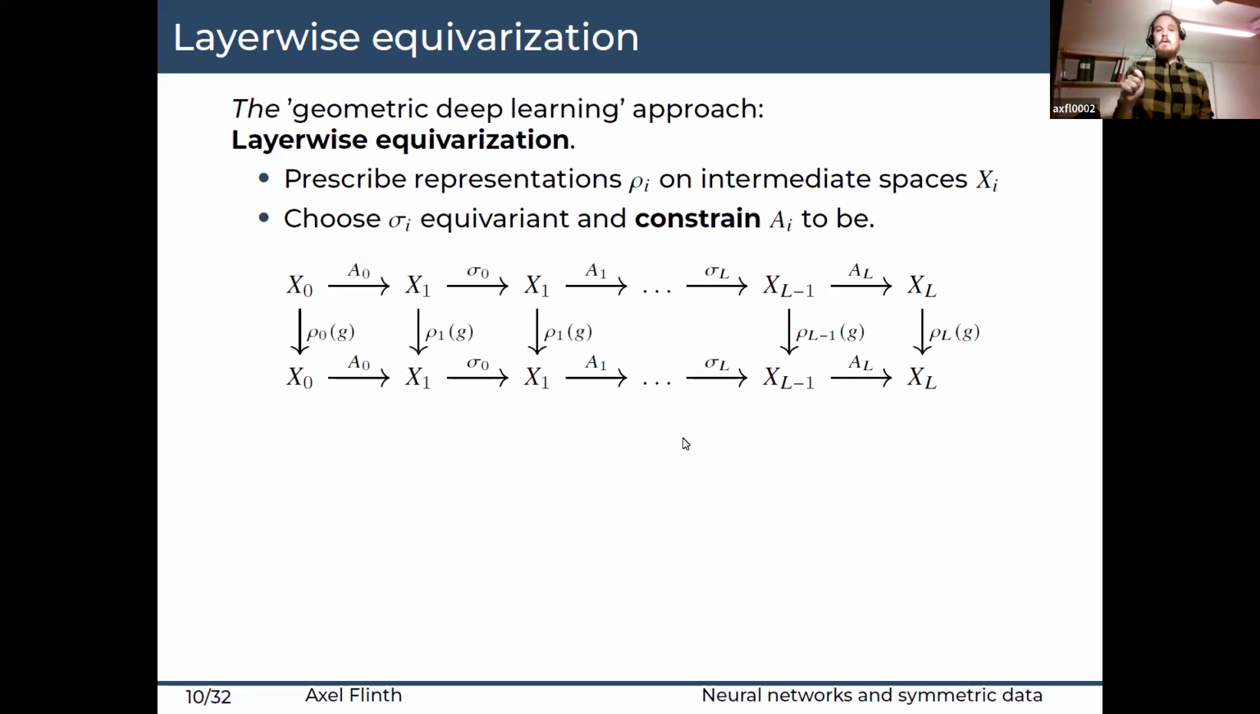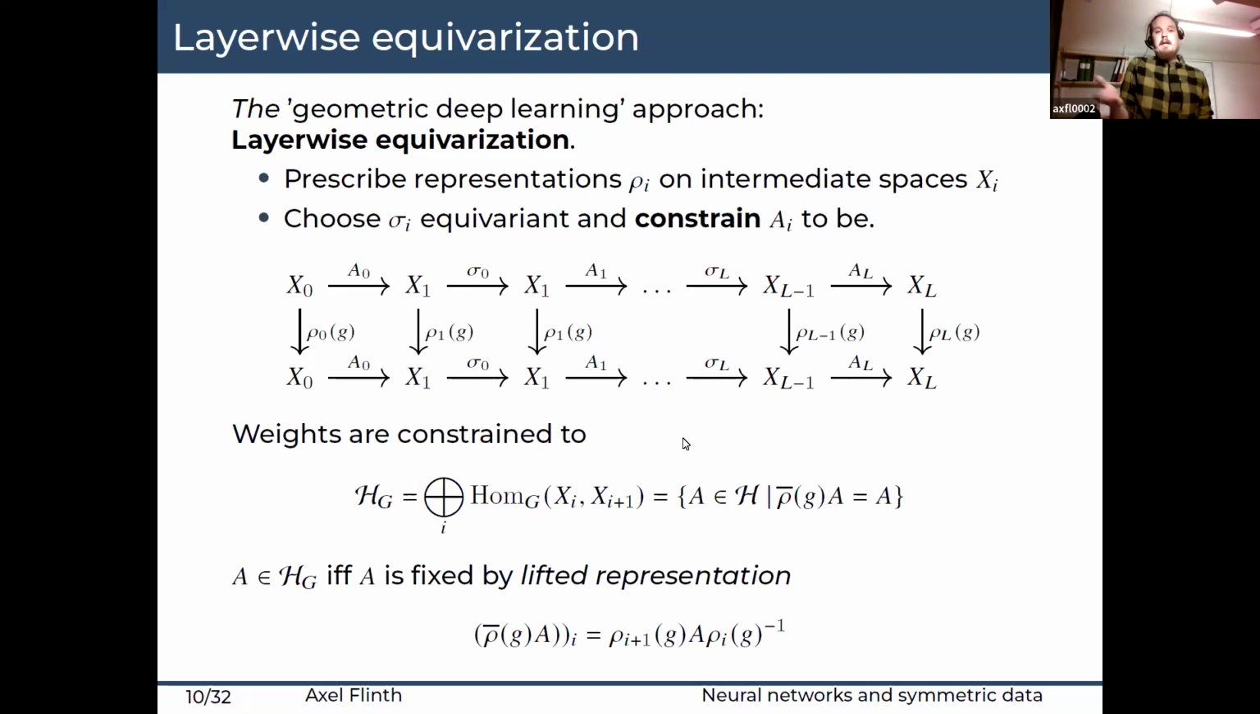Then I choose my sigma i's to be equivariant with respect to these representations, and I constrain my linear maps to also be equivariant. Then in this commutative diagram, I will by construction have each square commuting, and therefore also the entire thing. First going down and then all the way left means first transform and then the neural network. First left and then down means first neural network and then output representation, and these will commute.